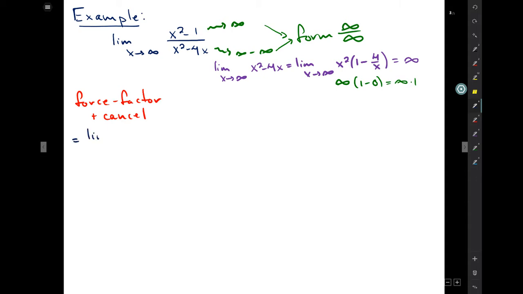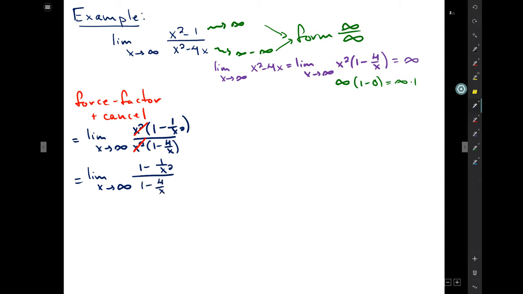So I've actually already force factored the bottom. I know that I get an x squared times 1 minus 4 over x. And then on the top, when I take out that x squared, in the first term it comes out nicely, and then again in the second term I'm taking out 2 x's where I didn't have any. So I have 1 over x squared. When I cancel these x squareds, I'm left with the limit as x goes to infinity of 1 minus 1 over x squared over 1 minus 4 over x.